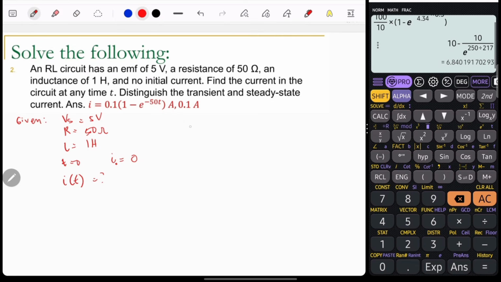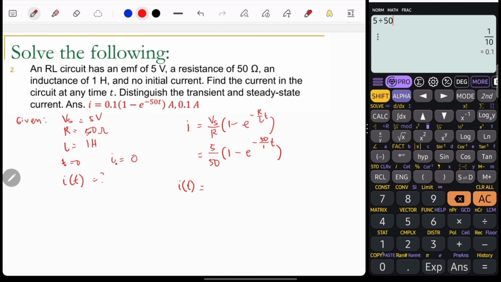Apply that to our formula. I equals V sub S over R, 1 minus e to the negative R over L times T. V sub S is 5, R is 50, L is 1, and T is T. We are looking for I of any time T. 5 over 50 is 0.1. 1 minus e to the negative 50 over 1 is 50 T. This is our current at any time T.